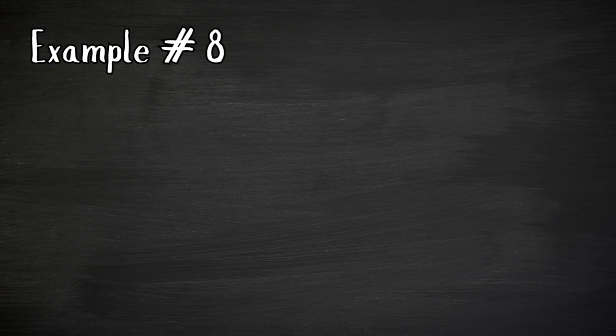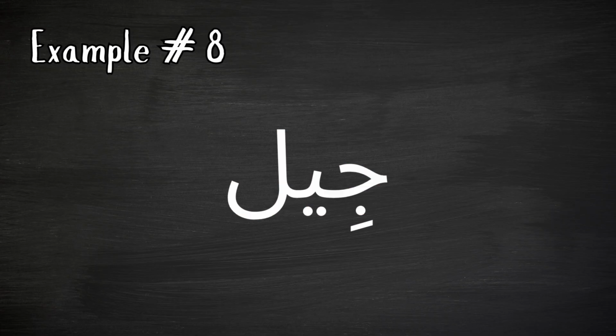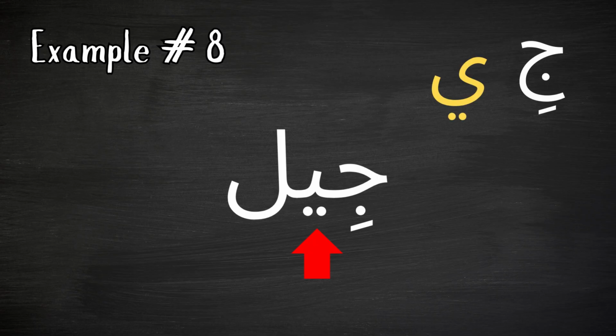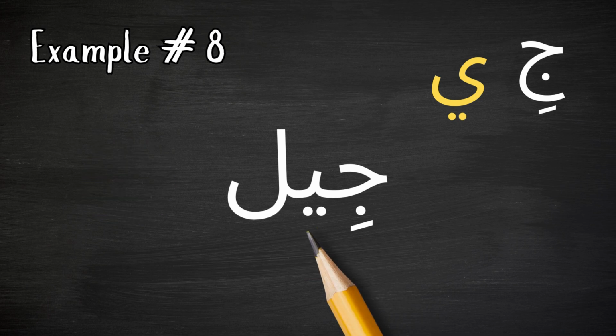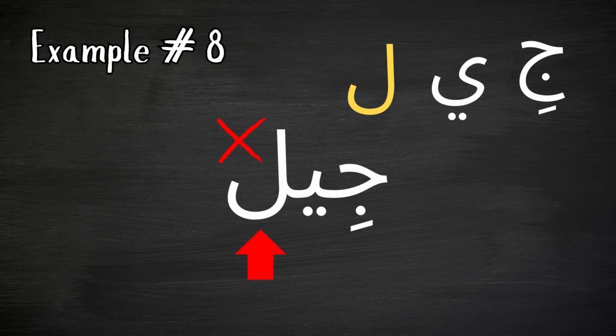Example 8. Gil, meaning generation. First letter, G. Smile gently. It is a short sound, G. Then comes long vowel, ya. Stretch the sound and hold it for 2 beats. G. At the end, the letter has no vowel, so it remains still when we read it.